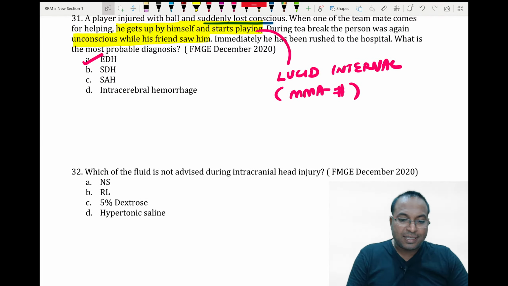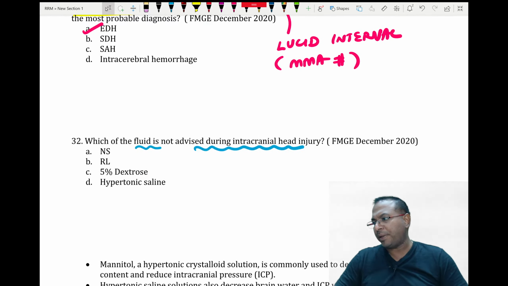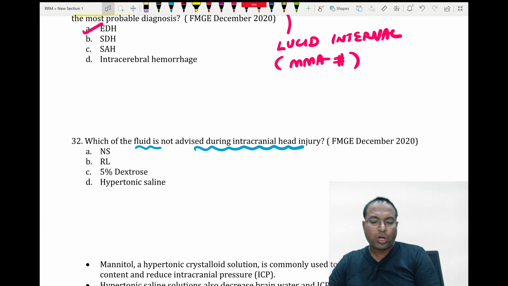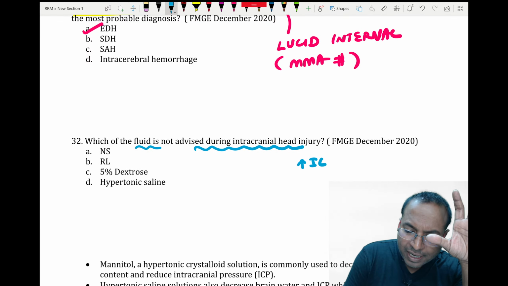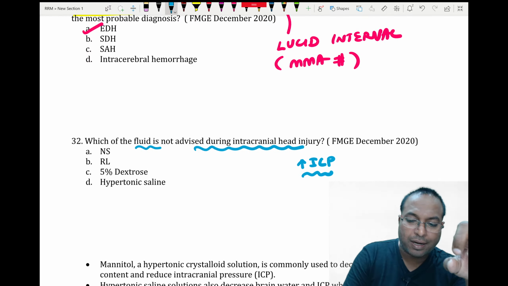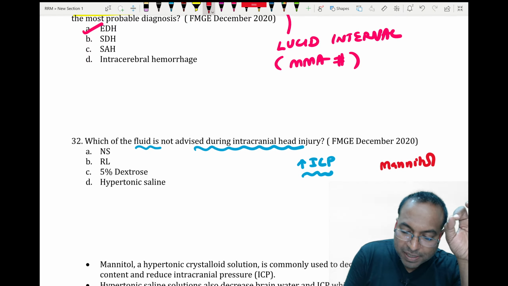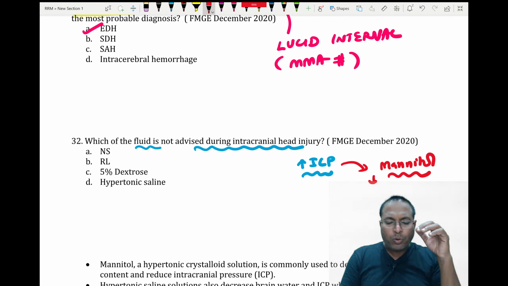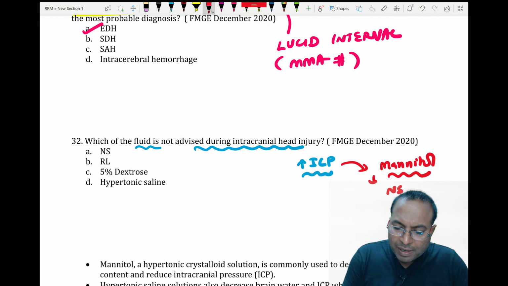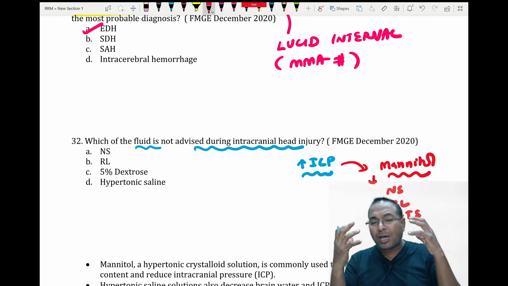So this is again a classical basic question from physiology. Which fluid is not advised during intracranial head injury? Which fluid should not be given? Please remember, in intracranial head injury there will be increased intracranial pressure. Our aim is to reduce the intracranial pressure. So the best fluid is mannitol. Mannitol is the best fluid to decrease the intracranial pressure. If mannitol is not available, we can also give normal saline or even hypertonic saline. When you give these fluids, they will not cause edema in the brain.